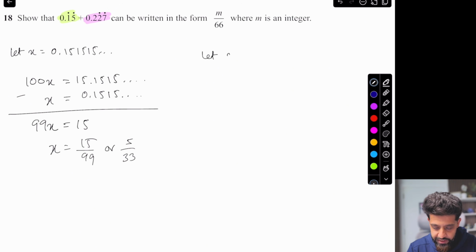So you can say let x equal 0.2272727. That's the recurring part, remember. Okay, the dots indicate that.